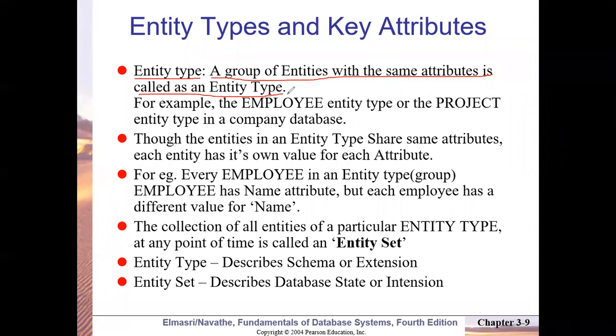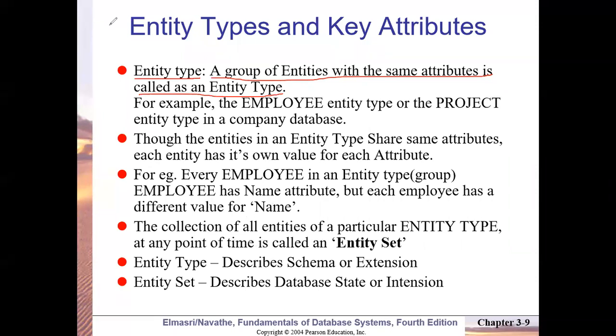Then an individual entity of that entity type is called an entity. For example, employee is the entity type in which Smith Johns is one entity. Like that, there may be multiple entities. Each employee is an entity, whereas employee is an entity type. Similarly, project is an entity type, and product X, product Y could be the individual entities. Now, though the entities in an entity type share the same attributes, each entity has its own value for every attribute.